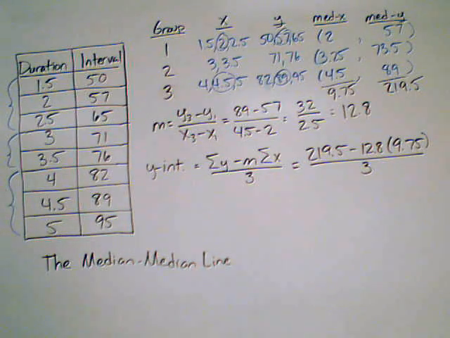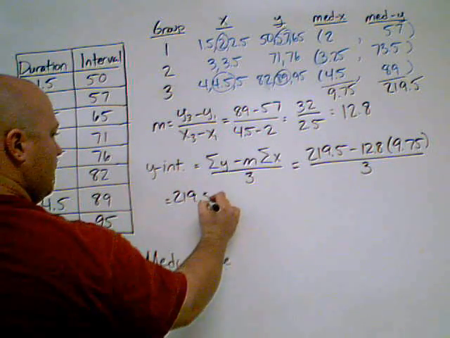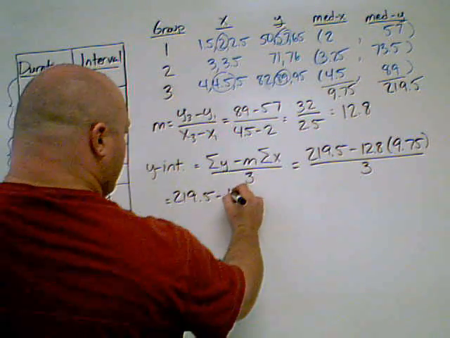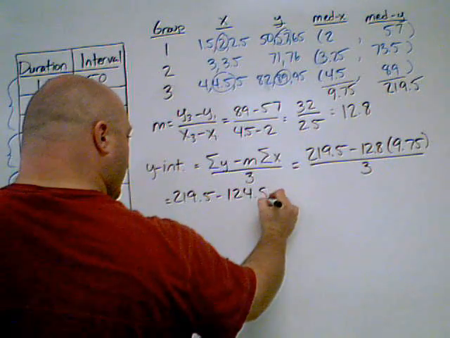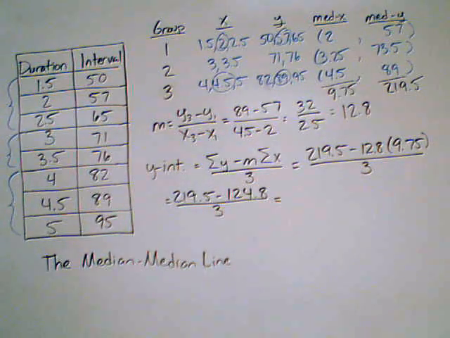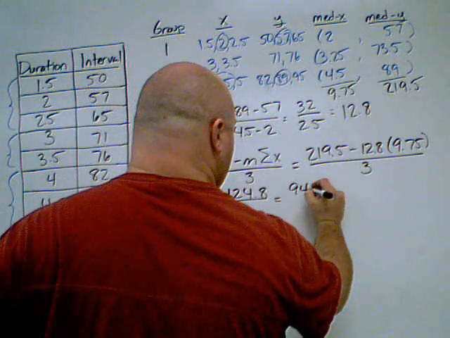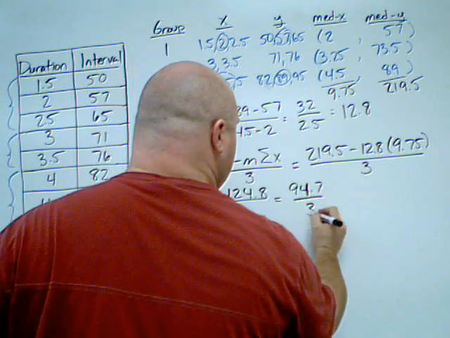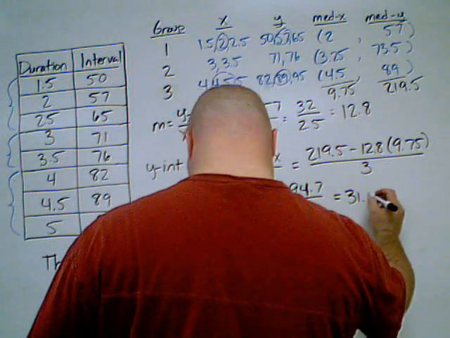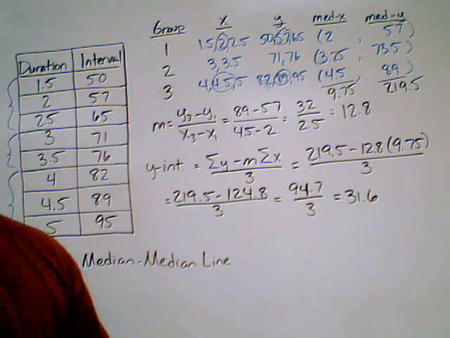Now, I'm going to simplify a little bit. 12.8 times 9.75 is going to give me a product of 124.8. I do my subtraction. I get 94.7 over 3. Perform that, I get 31.6. So 31.6 is going to be the y-intercept of my equation.